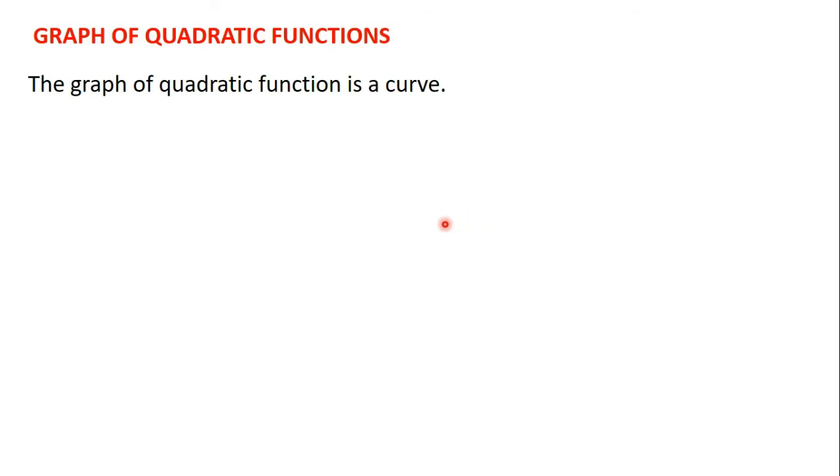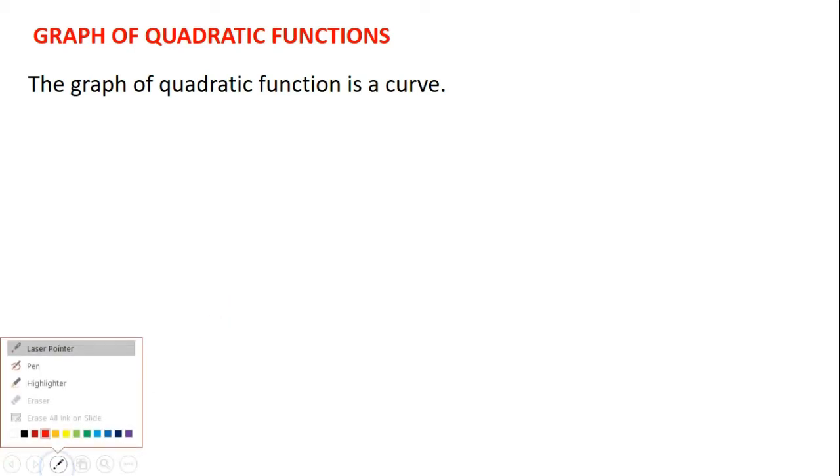Graph of quadratic functions. The graph of a quadratic function is a curve. From the previous slide, we saw that the graph of a linear function is a straight line. So when you draw the graph of a linear function, you are going to get a straight line. When you draw the graph of a quadratic function, you are going to get a curve.